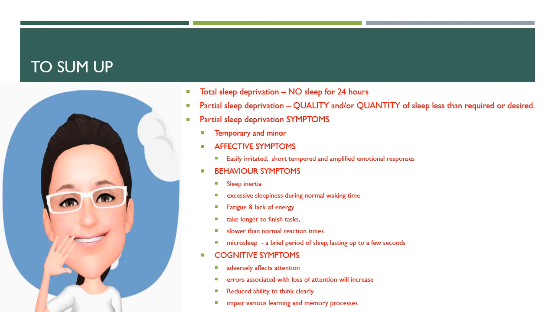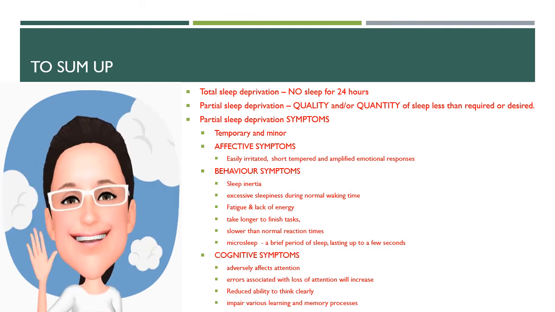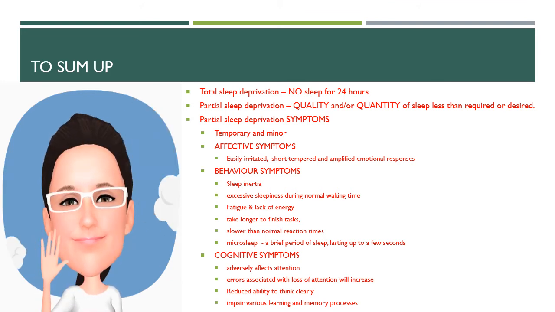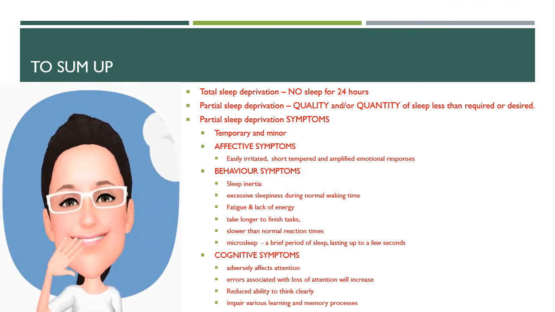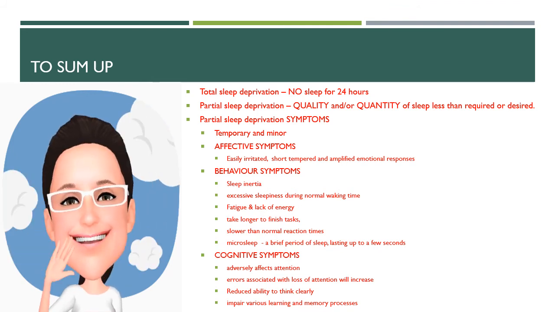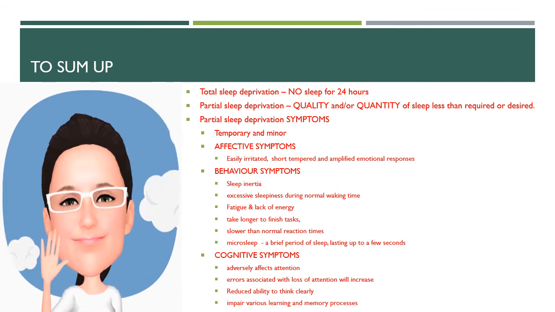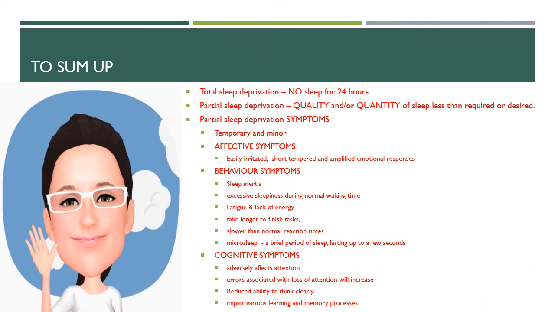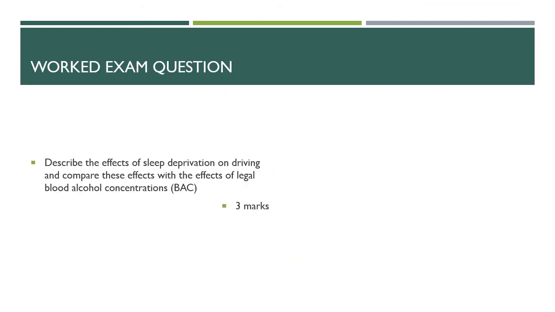Behavior symptoms: you have sleep inertia, which is that grogginess. Excessive sleepiness during normal waking time. Fatigue and lack of energy, they're together, not separate. Taking longer to finish tasks, slower than normal reaction times. You have a microsleep, which is a brief period of sleep lasting up to a few seconds. Cognitive symptoms, which are your thoughts: it adversely affects attention, errors associated with a loss of attention will increase, reduced ability to think clearly, and impaired various learning and memory processes.